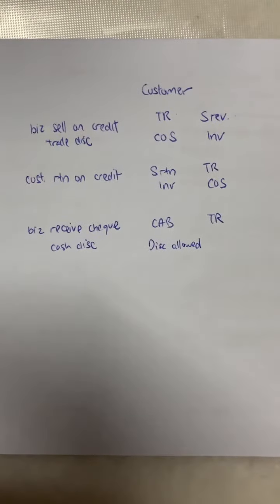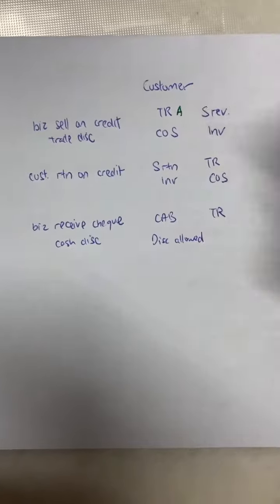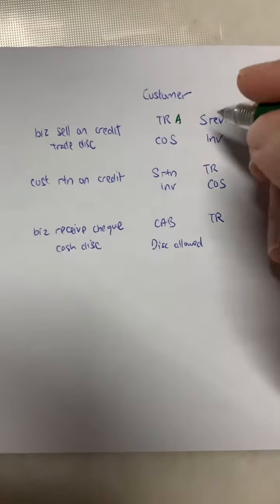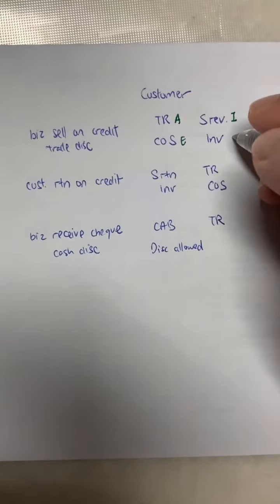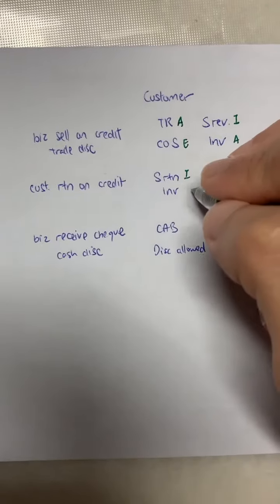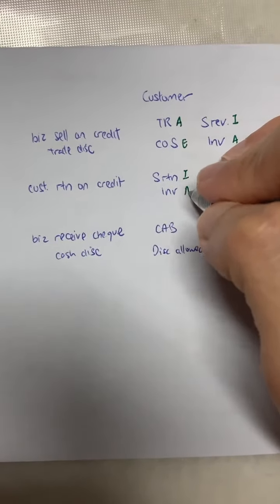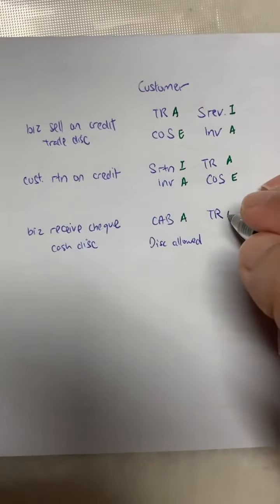So next up, let's deal with the element and the effect. The element you may need to know: receivable, since you're going to receive it, so it's an asset. Revenue is an income, cost of sales is an expense, and inventory is an asset. And then the same thing. So you have this. And of course, this one is quite straightforward.